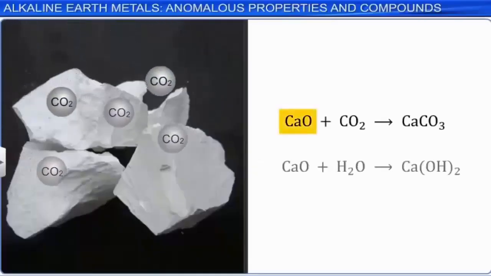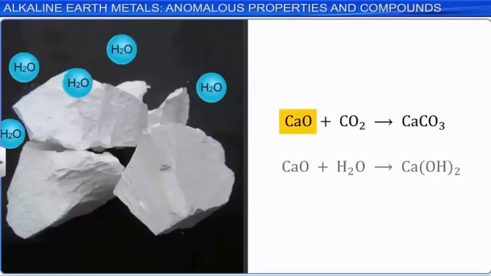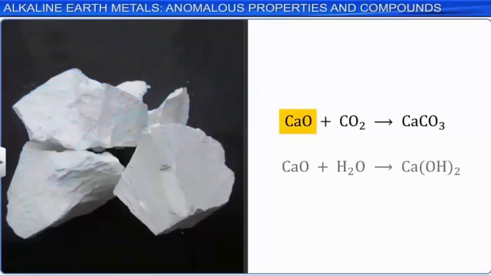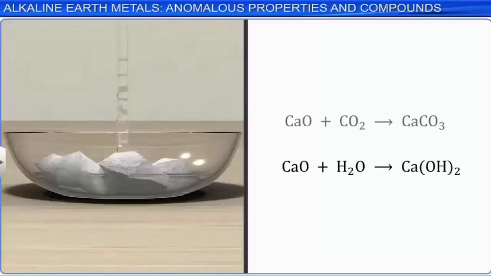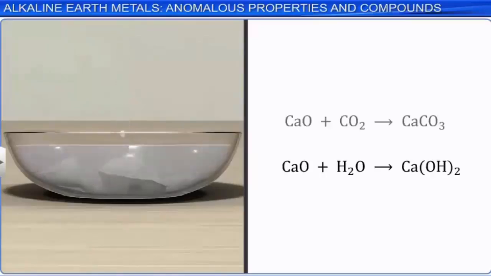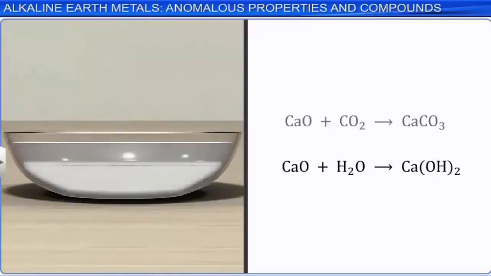Quicklime absorbs carbon dioxide and moisture from the air, as shown in these reactions. When carbon dioxide is absorbed, calcium carbonate is the product. Slaking of lime, shown in the second reaction, refers to the process in which, when a limited amount of water is added to a lump of lime, it breaks up and results in the formation of a suspension of slaked lime along with the liberation of heat.